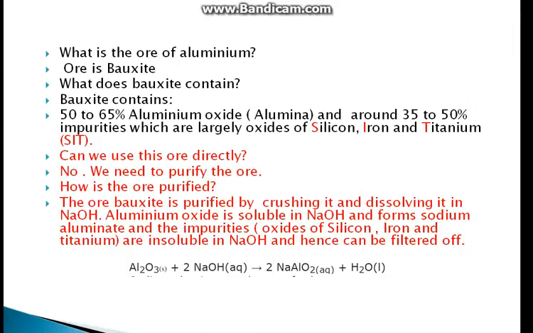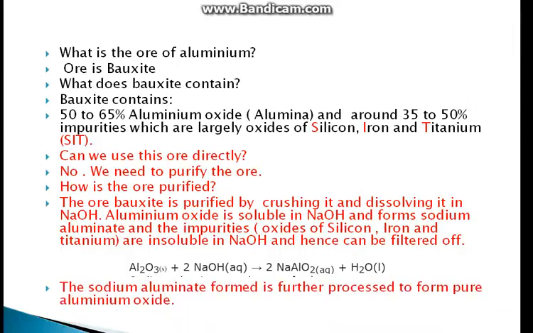This is the chemical reaction for the formation of sodium aluminate. As you can see, there is a byproduct of water that is formed. This sodium aluminate is further processed to form pure aluminium oxide. That means we now have our electrolyte in place.